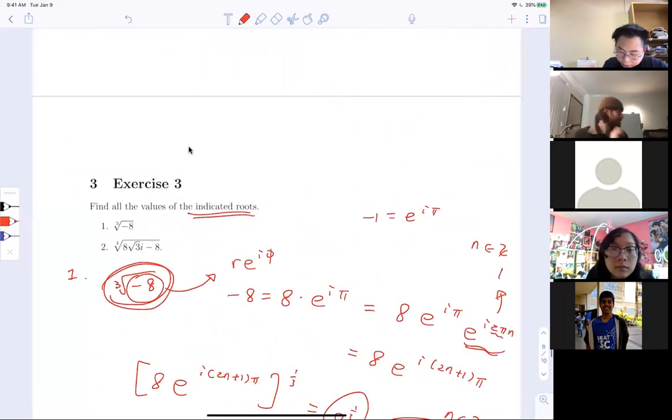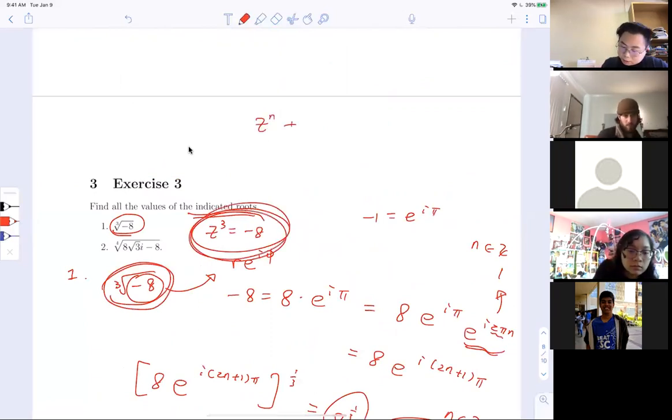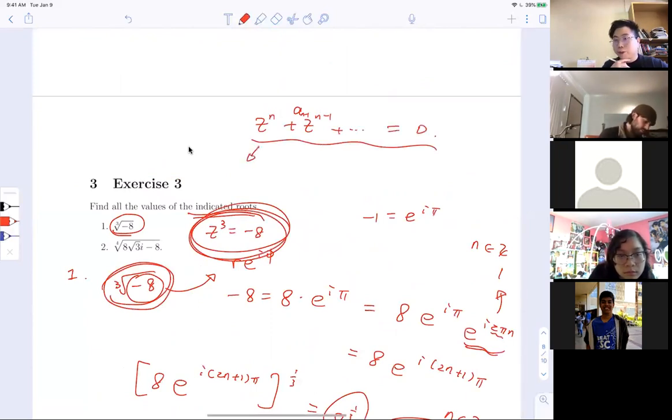Basically, when you calculate the root of this, it is equivalent to solving this equation. In general, if this is an nth order polynomial, the number of solutions is always n. This is one of the fundamental theorems of polynomials, I think.